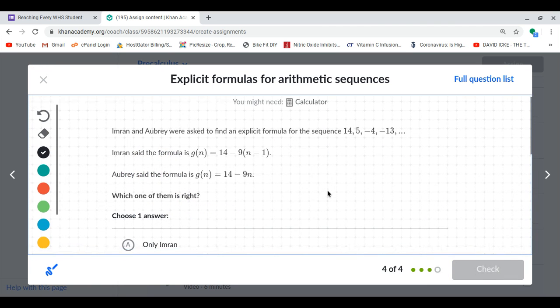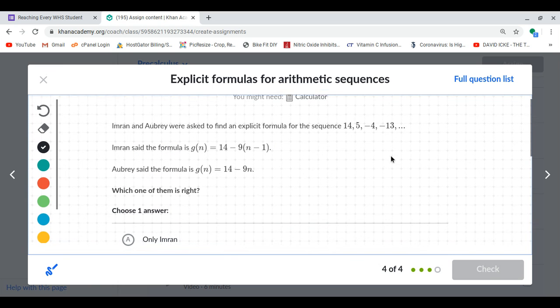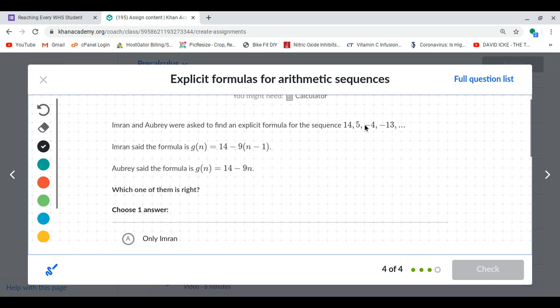Okay, so we're looking at Imran and Aubrey. I hope we're pronouncing that correctly. We're asked to find an explicit formula for the sequence 14, 5, negative 4, negative 13, and so forth. So each time they're dropping 9, you're starting with 14 as your first term. So 14 minus 9, that's going to work. Okay, this one follows the general form. Let's check 14 minus 9n.